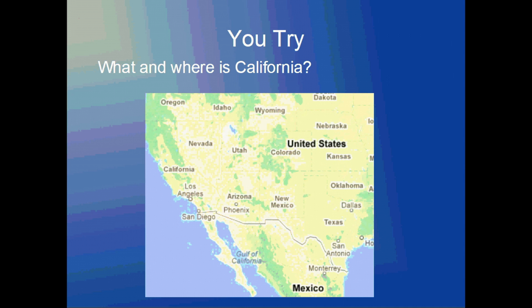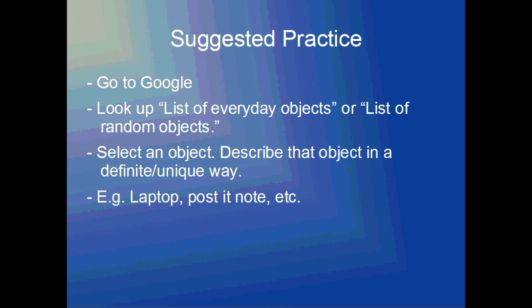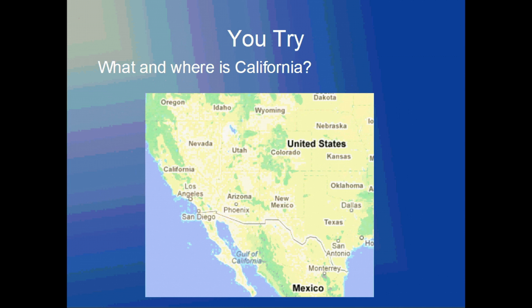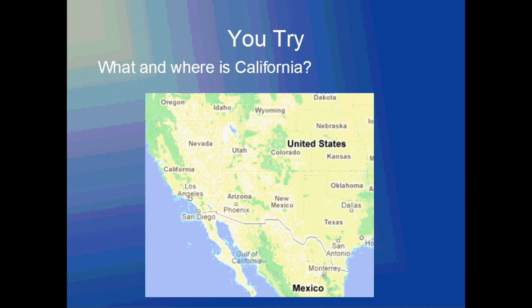Otherwise, I will tell you how I would answer this question and what would be unhelpful ways to answer it. Okay, so to start off, California is a state of the United States of America. That's true, but it's not very helpful because there are many states in the United States. Now, if someone wanted to know where California is, would it help to just say it's along the coast of the Pacific Ocean?